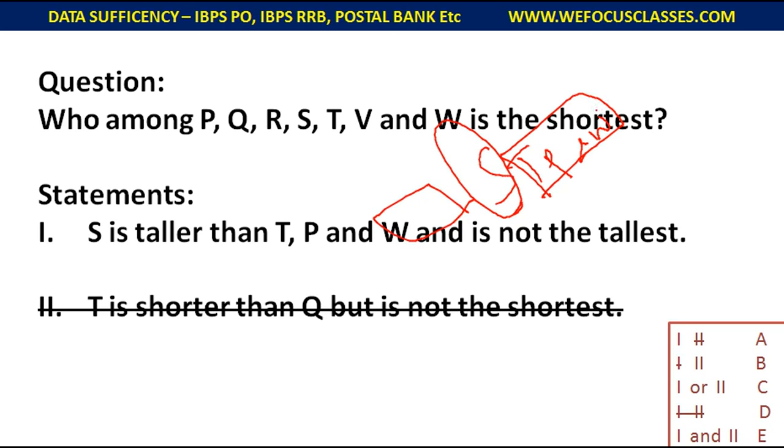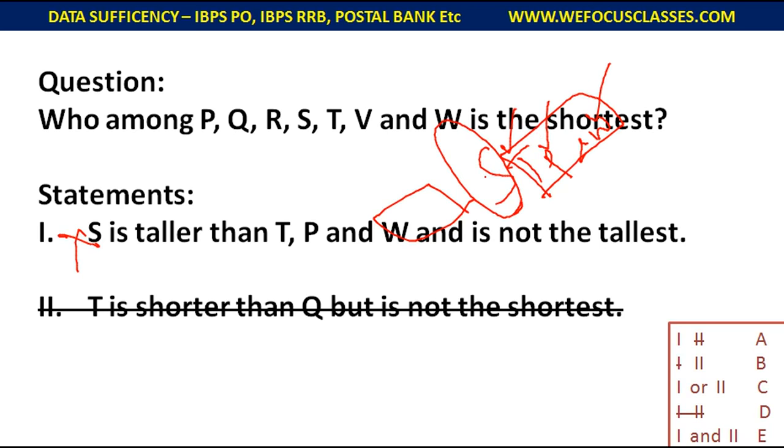Here only 4 positions are given, and 4 positions comparison is given, but not the exact position. Who is the highest, who is the lowest, nothing is mentioned. So you can't answer the question by using the first statement alone. The shortest can be T, or P, or W. Shortest can be anything else. So nothing is mentioned. So by using the first statement we can't answer the question. So first statement is not sufficient.